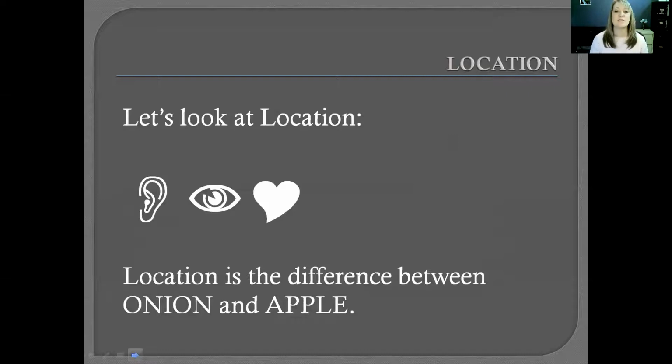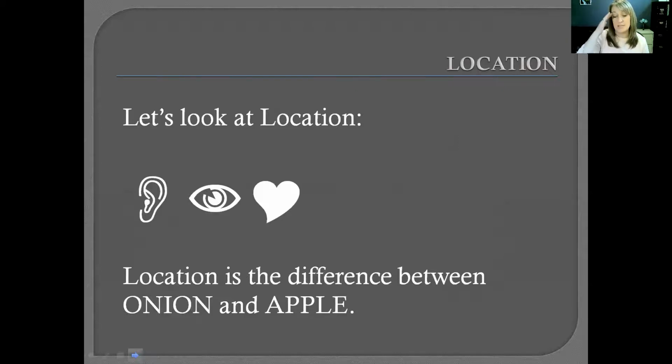All right, now let's look at location. That's the 3rd parameter of signs. So location means where it is. Is it by your eyes? Is it on your shoulder? Is it in the space out in front of you? That's the location of the sign. So location is the difference between the signs for onion and apple. So I'm going to have the same hand shape, the same palm orientation, but the location is going to change. Here's the sign for onion, and here's the sign for apple.